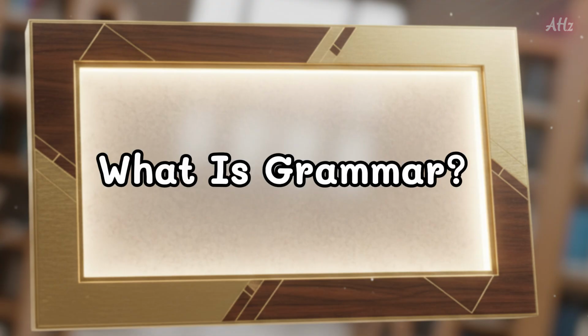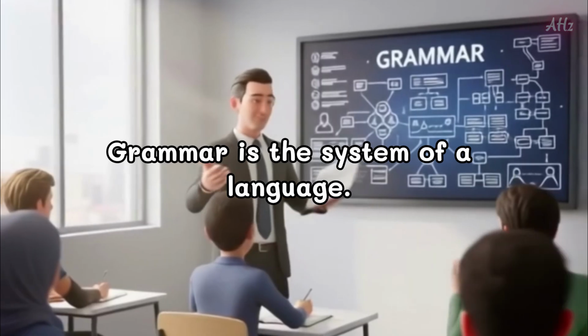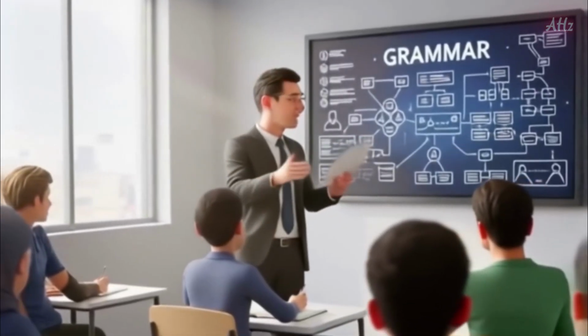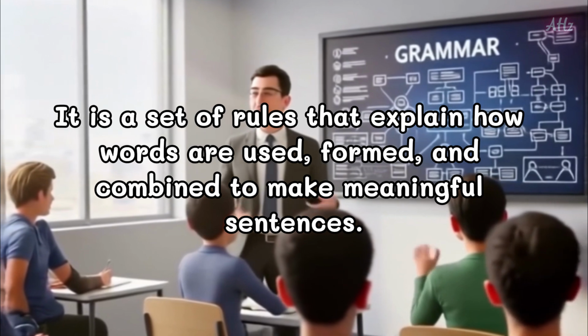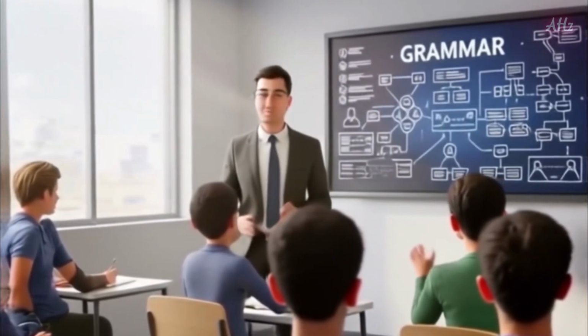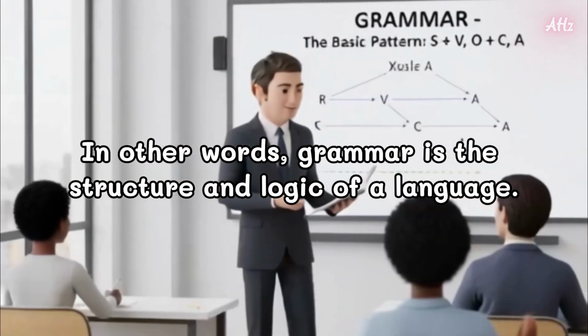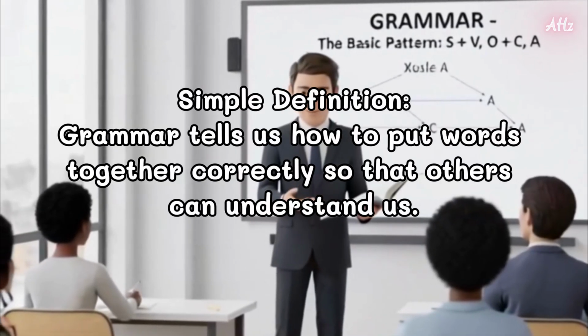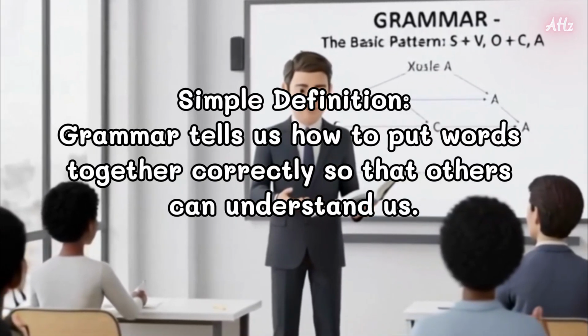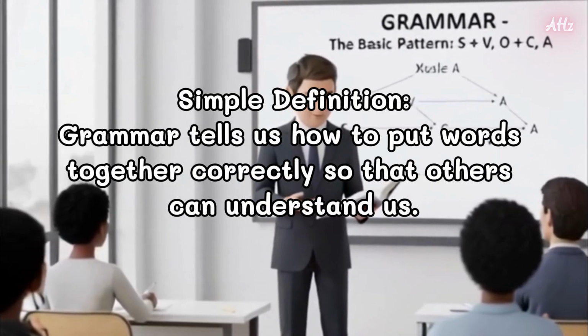What is grammar? Definition. Grammar is the system of a language. It is a set of rules that explain how words are used, formed, and combined to make meaningful sentences. In other words, grammar is the structure and logic of a language. Simple definition: grammar tells us how to put words together correctly so that others can understand us.